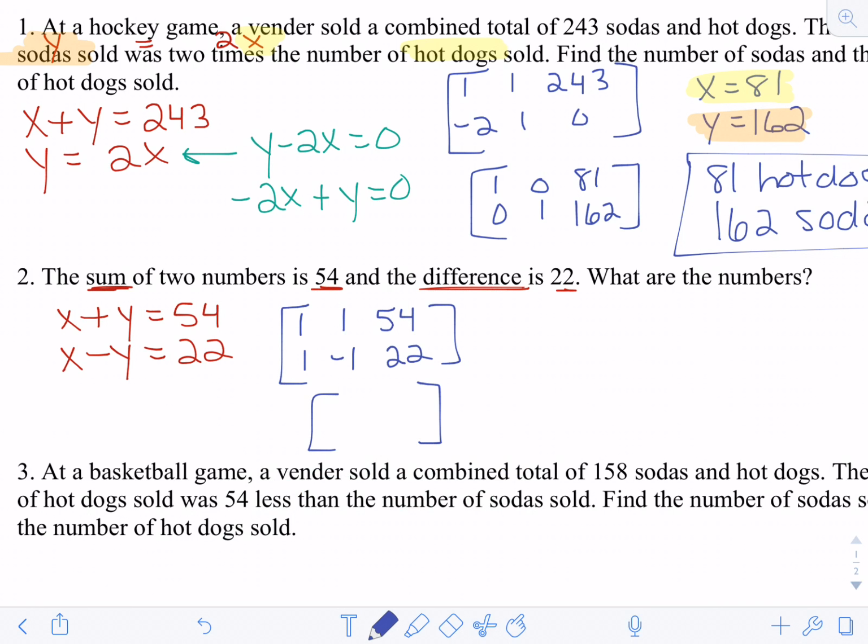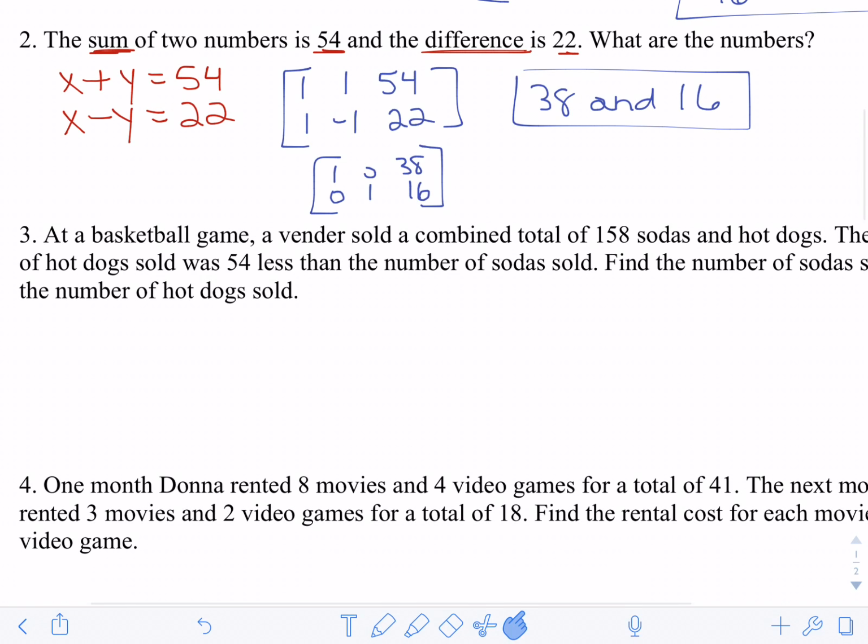So when we put this in your matrix C, it comes out to 1, 0, 0, 1, and the numbers here are 38 and 16. So the question says, what are your two numbers? Well, your two numbers are 38 and 16. And you can even double check: add up the numbers. Does it give you 54? Yes, it does. Subtract the two numbers. Does it give you 22? It does. So you're done there.